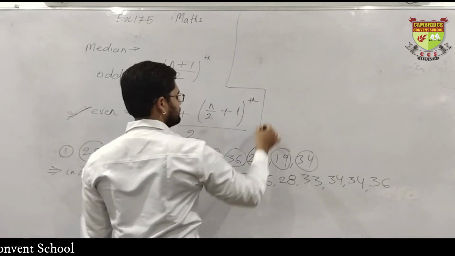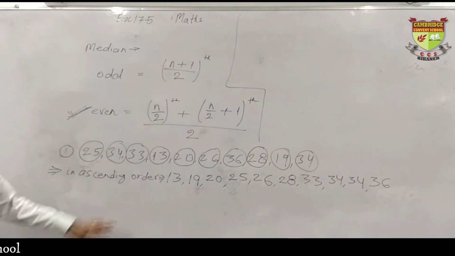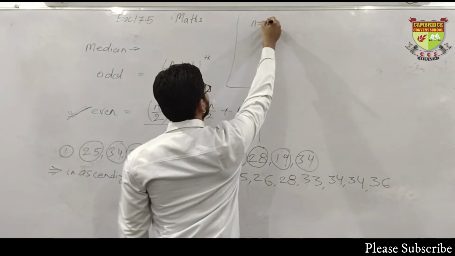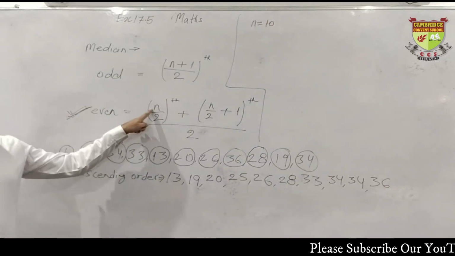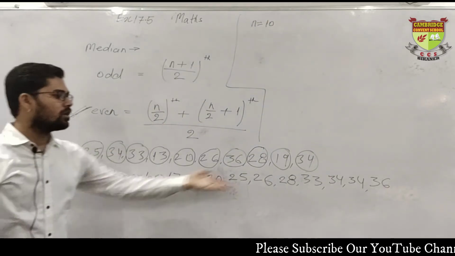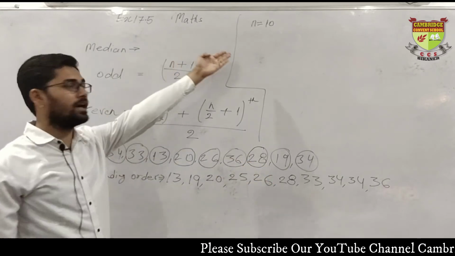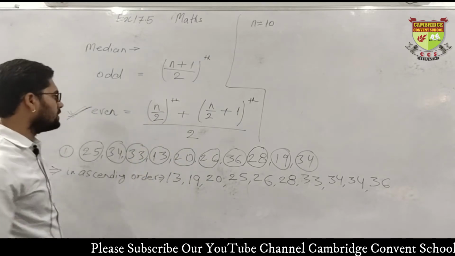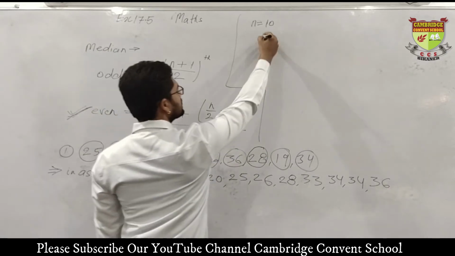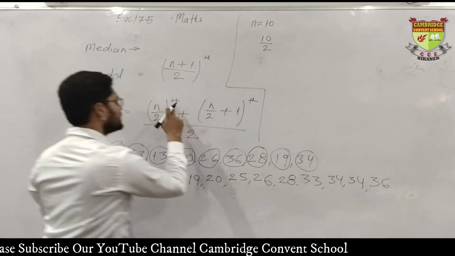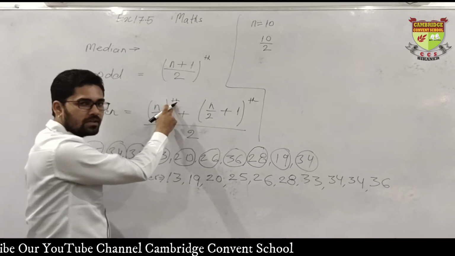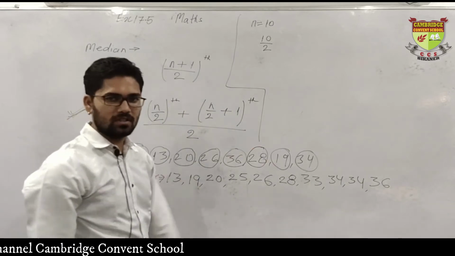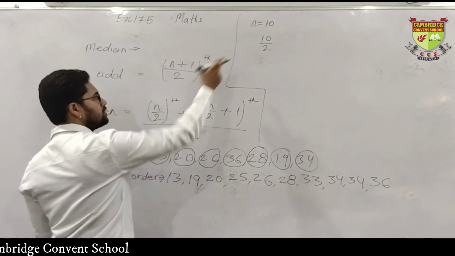I will solve it here. There are 10 numbers, so I will write n is equal to 10. There is n in this formula. What is n? The count of the numbers. These are 10 numbers, so n is 10. Now we will apply the formula. N upon 2, that means 10 upon 2, th. You might get confused about what this th is. You will get to know this in the second last step. N upon 2, 10 upon 2.